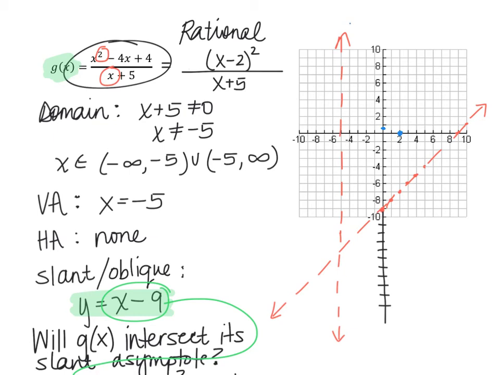So that must mean that my right-hand piece is going to hug my vertical asymptote. It's got to come down. It's going to hit that y-intercept. It's going to bounce here at (2, 0), and then it's going to hug the slant asymptote. So it's kind of a U-shaped graph here in the upper right-hand corner.